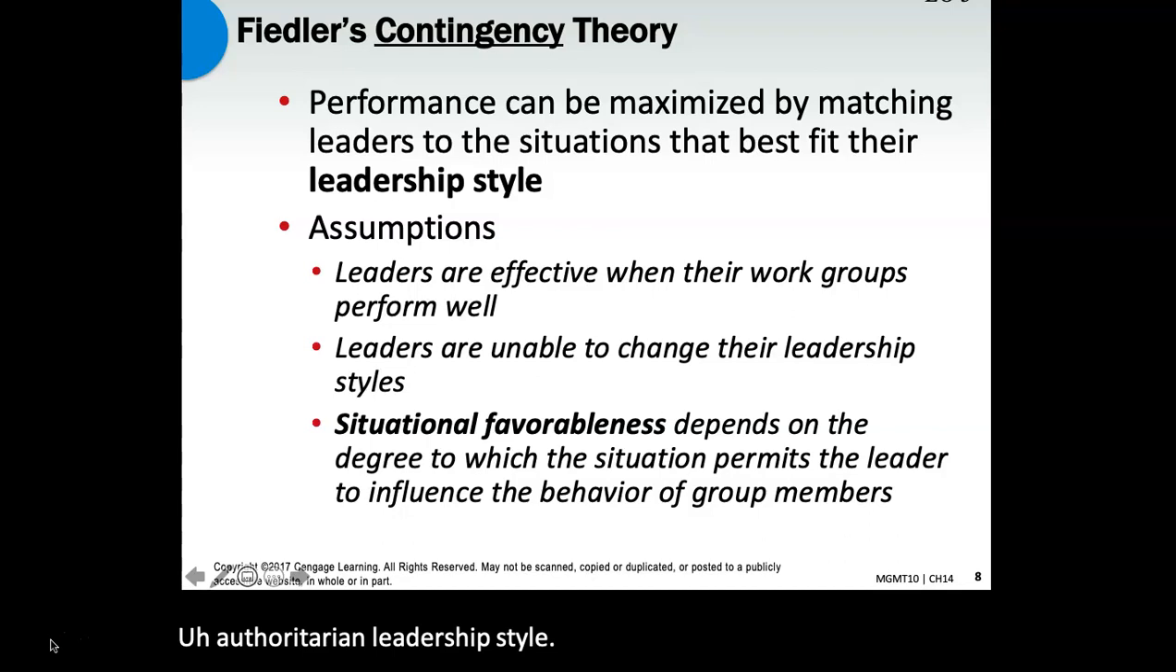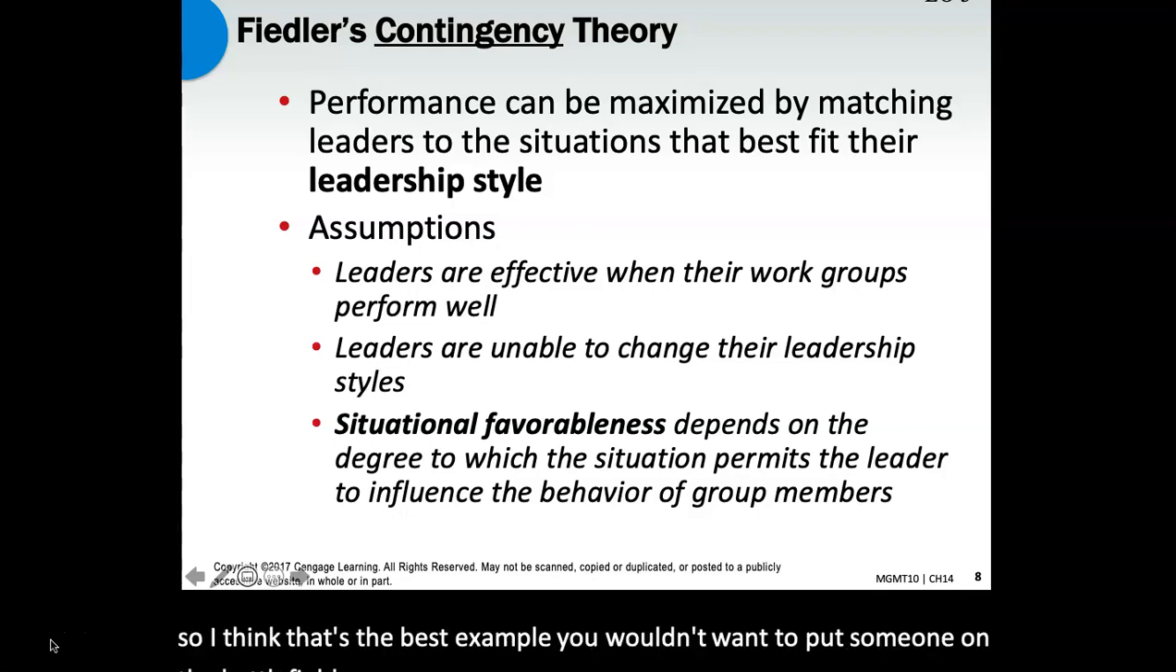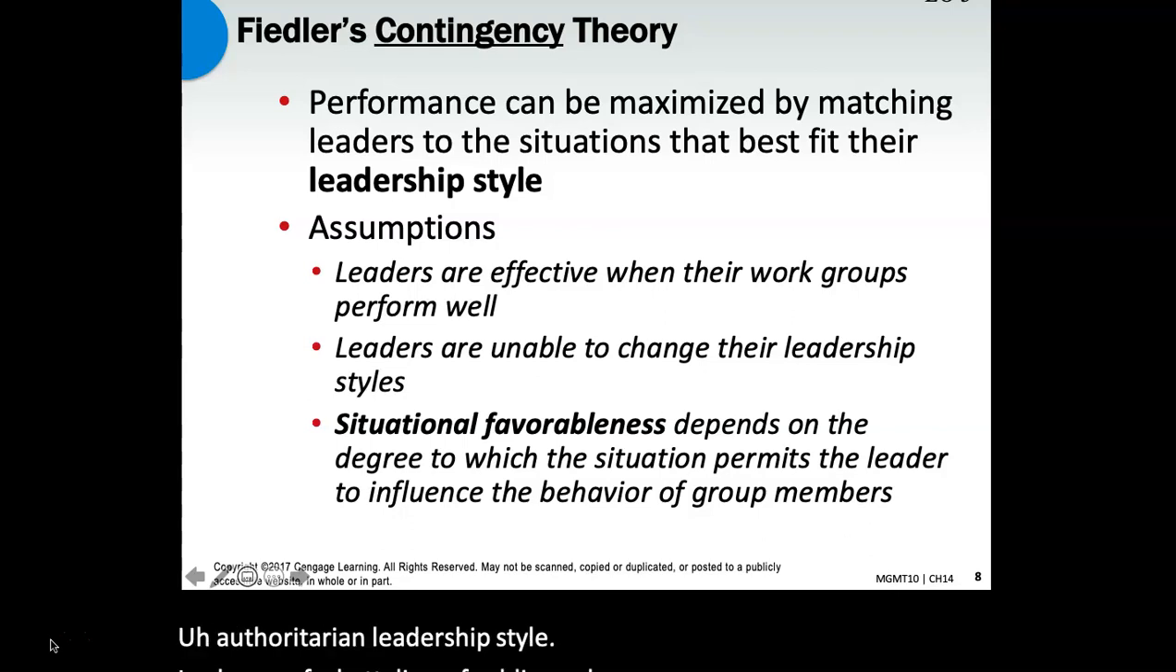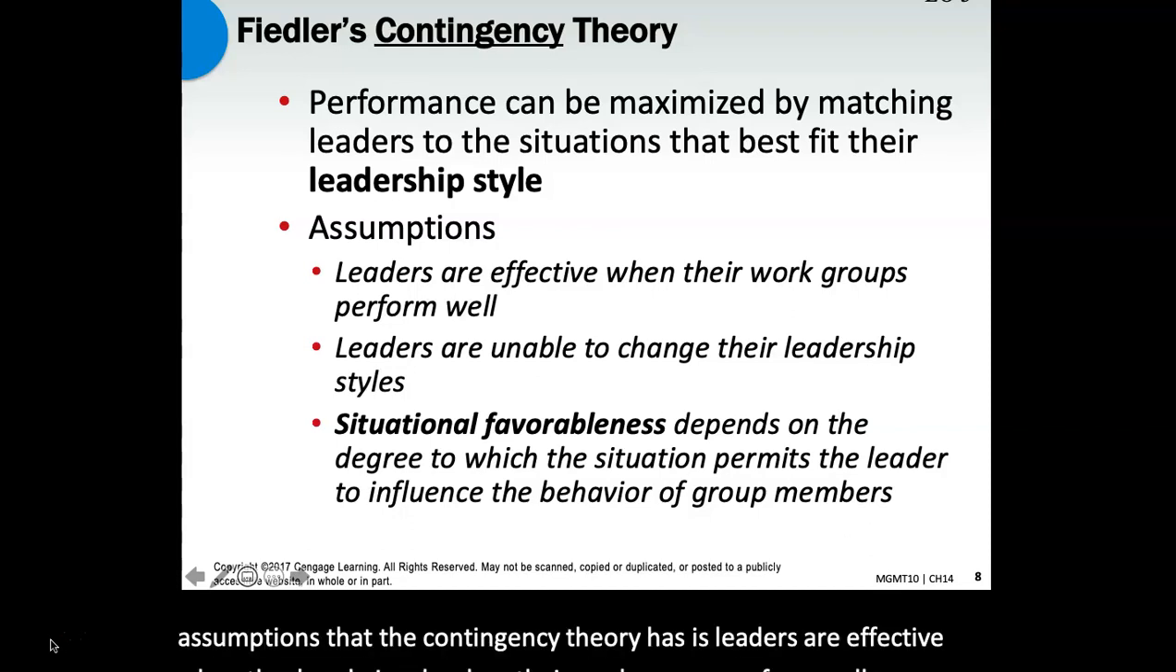You wouldn't want to put someone on the battlefield in charge of a battalion of soldiers who couldn't yell, didn't want to hurt anyone's feelings, and was not that authoritarian type, didn't have that authoritarian type of style. Okay? So the assumptions that the contingency theory has is leaders are effective when their work groups perform well. And leaders are not able to actually change their style. In other words, it's the only style they know, and they're not very good at adapting.